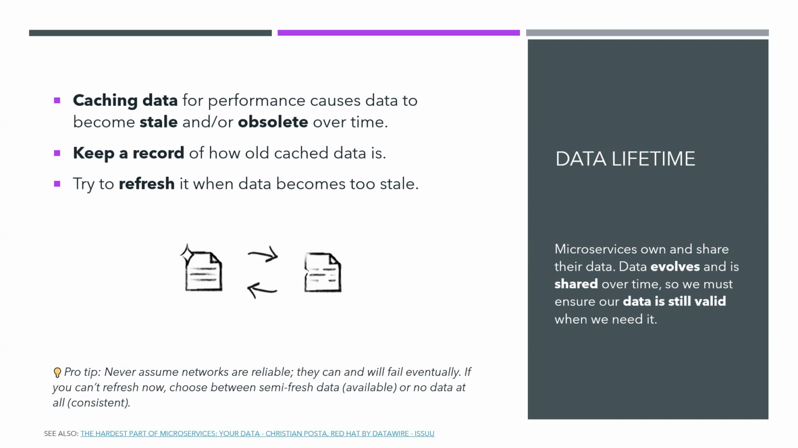Or if your situation demands it, you can choose to either have the most up-to-date information or none at all. And this is known as consistency. If availability and consistency mean anything to you, these relate to the CAP principle. Is anyone familiar with the CAP principle or CAP theorem? Anyone?